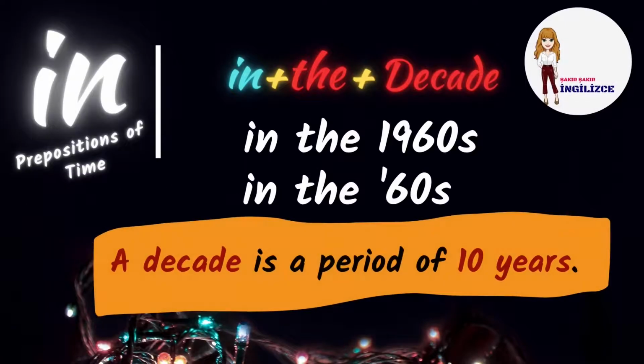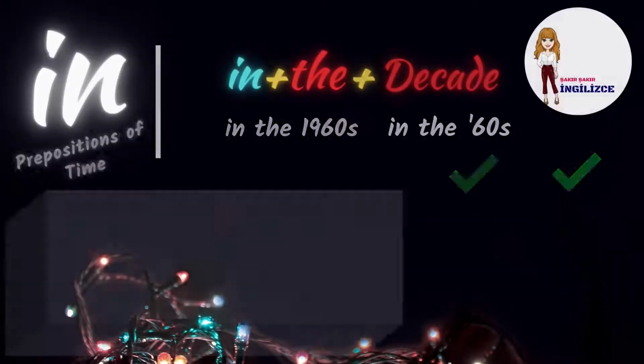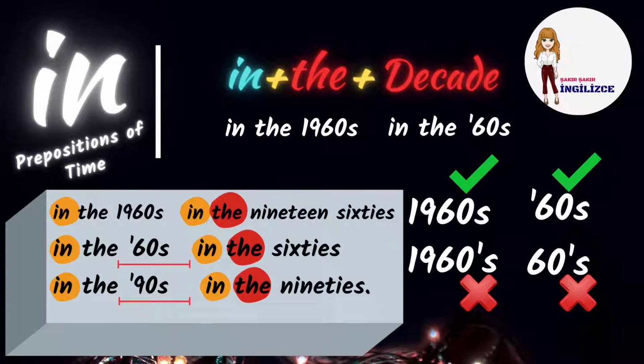The preposition in is also used with the decades. A decade is a period of 10 years. We say in the 1960s, in the 60s. Be careful about the punctuation. Notice how an apostrophe is used at the beginning of the 19 part. You can also write the decade as a word, like in the 60s, in the 90s.